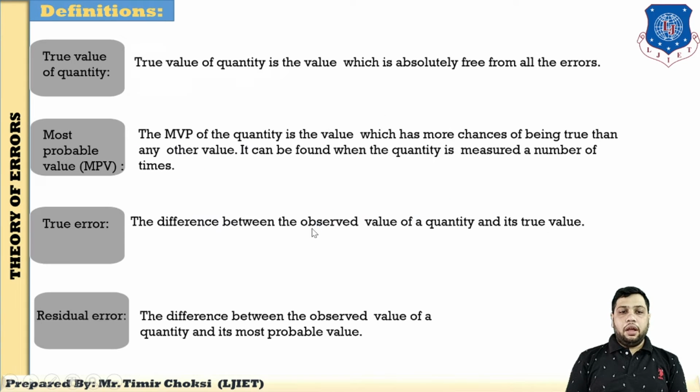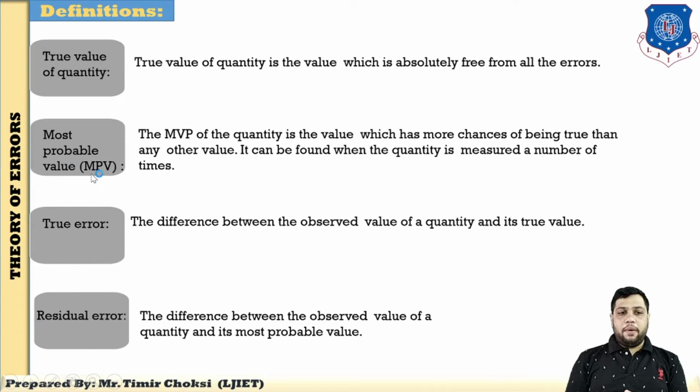Now, the true value of a quantity. Student, the true value of a quantity is the value which is absolutely free from all errors. Like I found the distance from A to B is 10 meters, and that 10 meters is a quantity which is free from all errors, like gross error, accidental error, as well as systematic error. This type of quantity is called the true value of a quantity.